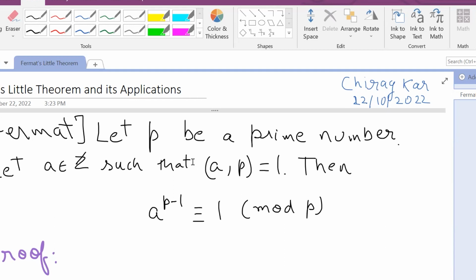Now, let P be a prime number. Let A be an integer such that GCD of A and P is 1. Then A to the P minus 1 is congruent to 1 modulo P. Of course, congruence here just means that P divides A to the P minus 1 minus 1. Now we have the statement, and we can verify with examples that this does hold true. So let's look at the proof.